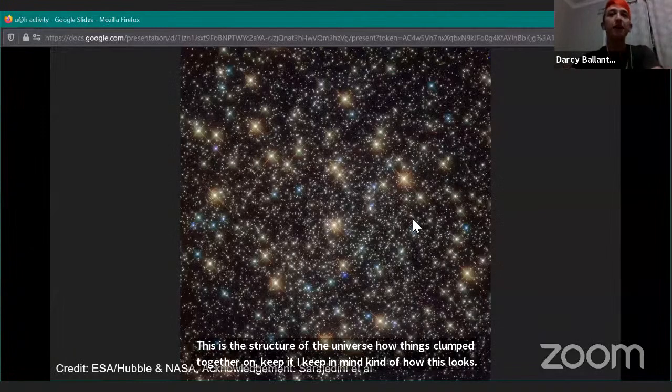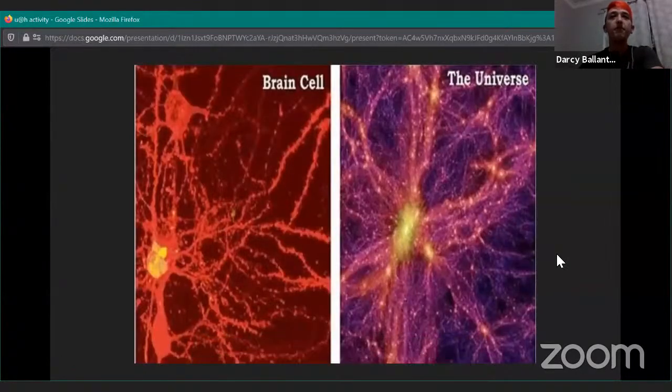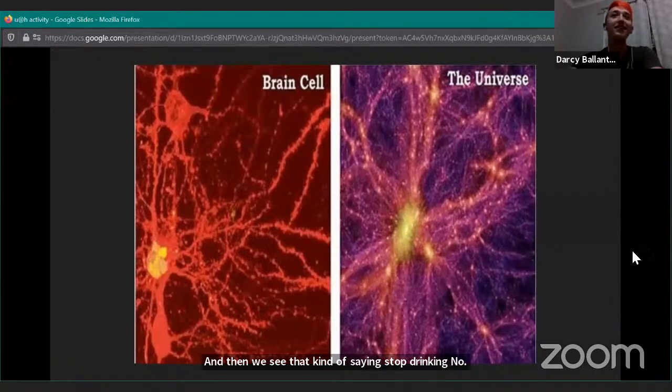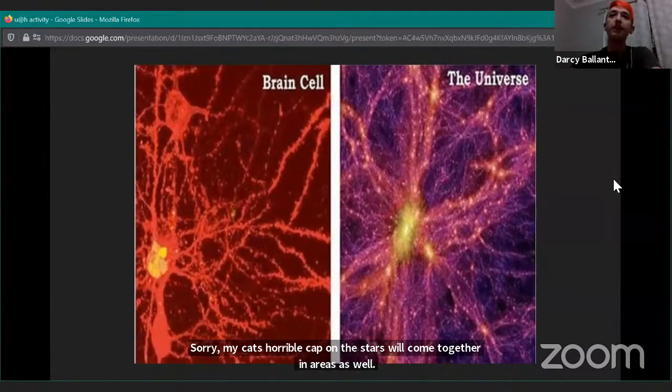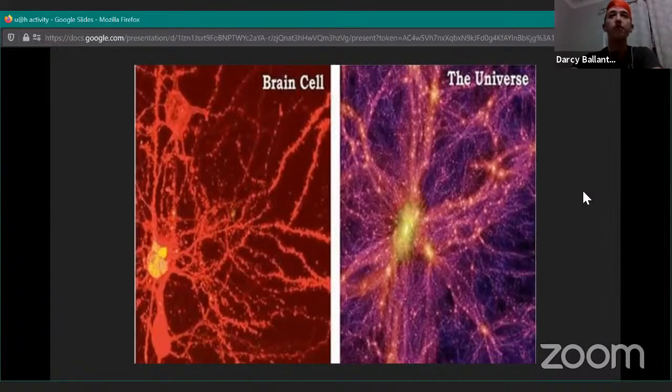The stars will clump together in areas as well. This kind of comparison between a brain cell and the universe is something that I think is pretty common on the internet. A lot of people may have seen this picture. So I thought I'd make a game and we can see if we can figure out what these different pictures are that I think look kind of like that clump and that shape of the universe.